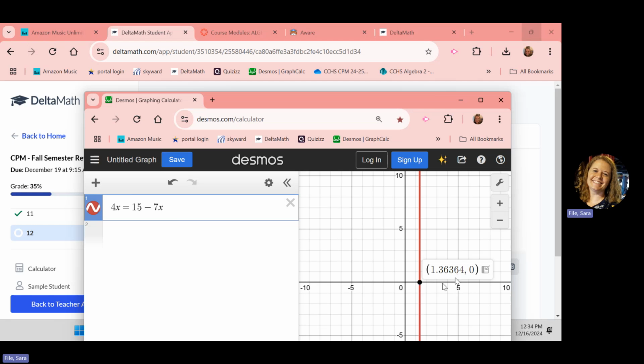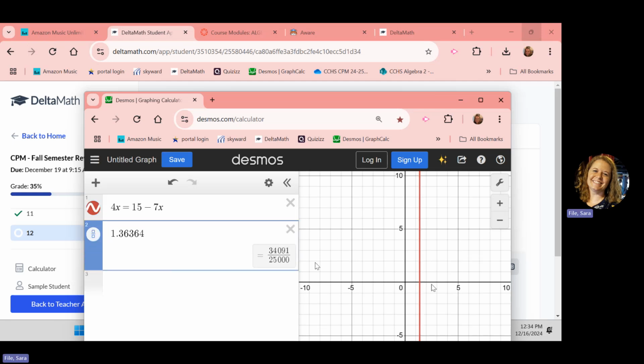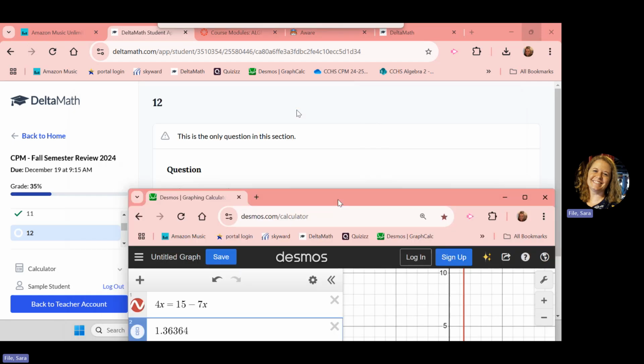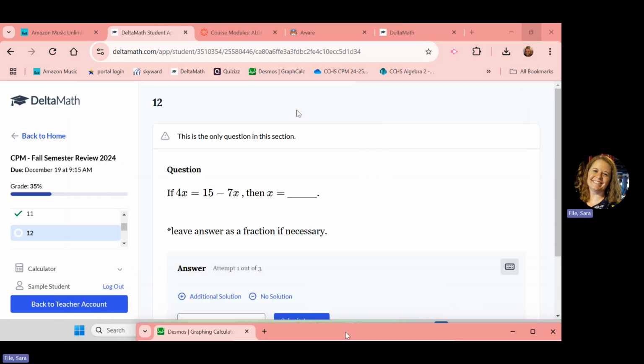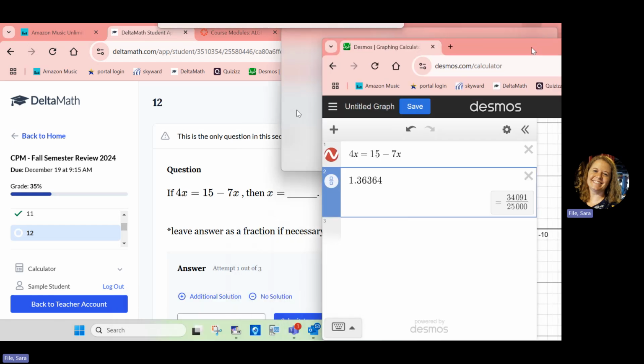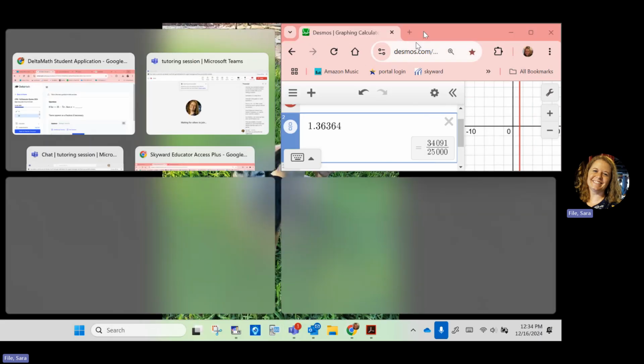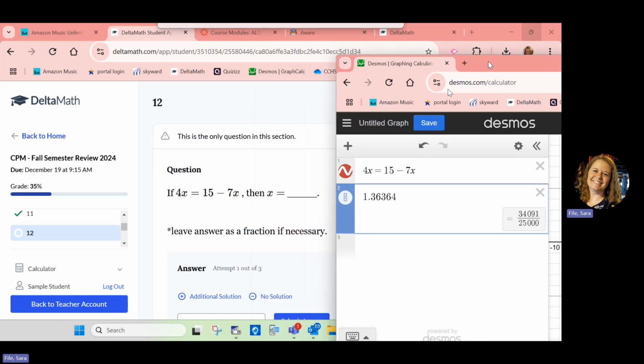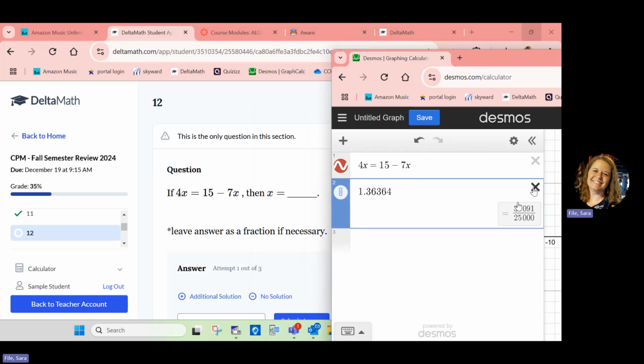Now it does say to leave it as a fraction if necessary. So I want to know what this number is as a fraction. I can come over here and I can hit fraction. Now that was probably a rounded decimal because I don't think that's the fraction that they want. So I'm going to also show you solving this one algebraically, because I really don't think they're wanting that decimal.